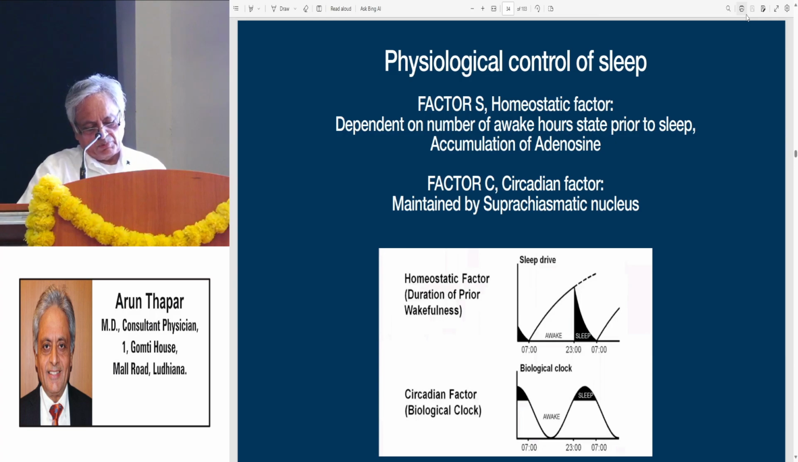You can see in the first block, the upper part, right from 7 a.m., there's accumulation of adenosine and one keeps awake. If the adenosine gets built up, you remain awake. The other factor is factor C, which is a circadian factor, maintained by the suprachiasmatic nucleus. Adenosine gets dipped in the late evening and sleep starts. And for the circadian factor, the biological clock we have, in the evening after 8 p.m. adenosine blood levels get low, and the circadian factor gets in.